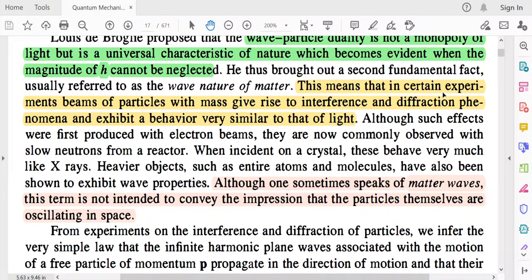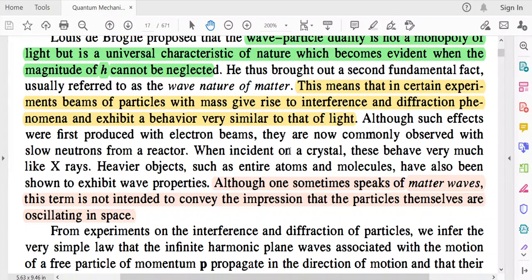This means that in certain experiments, beams of particles with mass give rise to interference and diffraction phenomena and exhibit a behavior very similar to that of light. So, in physical optics, we have studied that light exhibits interference and diffraction phenomena. We all know about these phenomena.